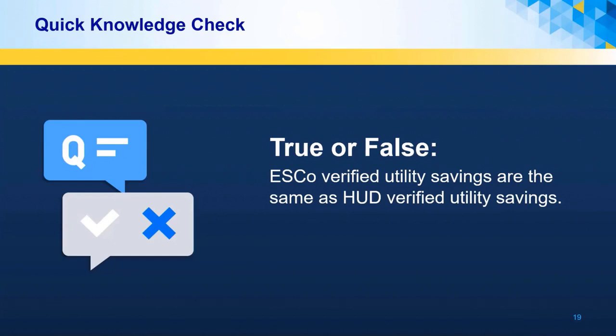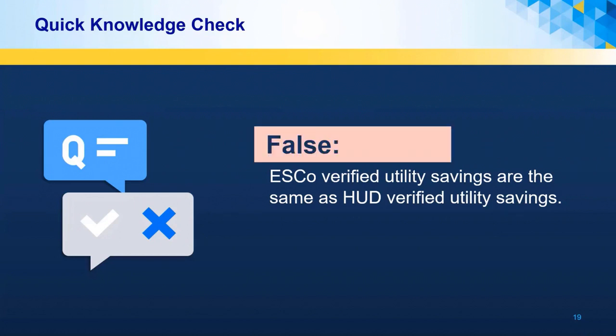Time for another knowledge check. True or false question. ESCo's verified utility savings are the same as HUD verified utility savings. And as we discussed, the answer to this is false. ESCo and HUD calculated savings often vary due to variation in utility rates, weather adjustments, and/or contractual language.